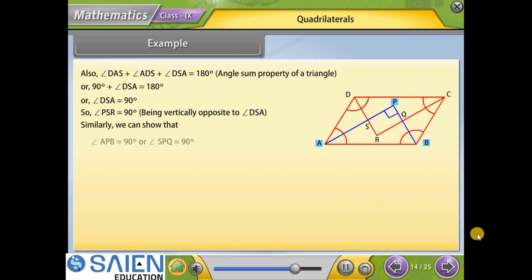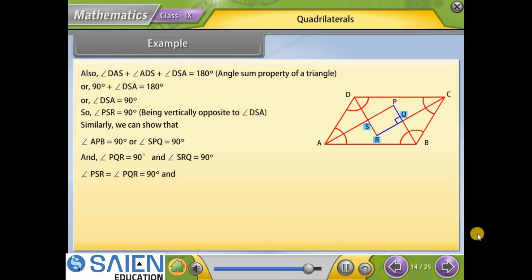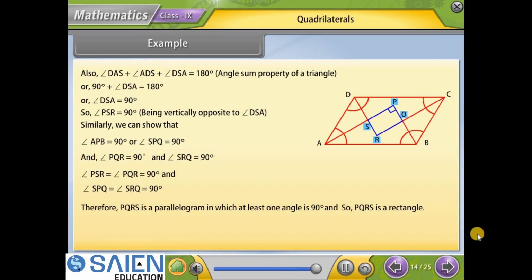Similarly, we can show that angle APB is equal to 90 degrees, or angle SPQ is equal to 90 degrees, and angle PQR is equal to 90 degrees, and angle SRQ is equal to 90 degrees. We can see here that angle PSR is equal to angle PQR, which equals 90 degrees, and angle SPQ is equal to angle SRQ, which is 90 degrees. Therefore, PQRS is a parallelogram in which at least one angle is 90 degrees, and so PQRS is a rectangle.